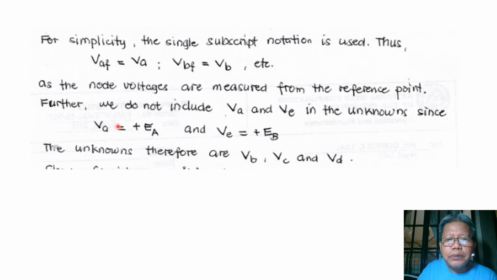Now further, we do not include V_A and V_E as unknowns. Since we know that V_A is the voltage between A and F, which is just the battery voltage E_A. And similarly, V_E is the voltage between E and F, which is just the battery voltage E_B. So the unknowns therefore are only V_B, V_C, and V_D.